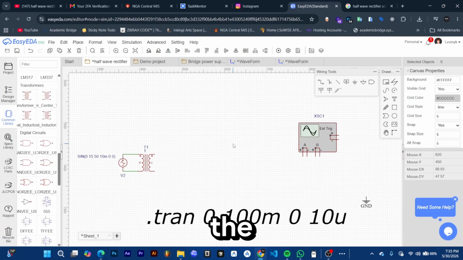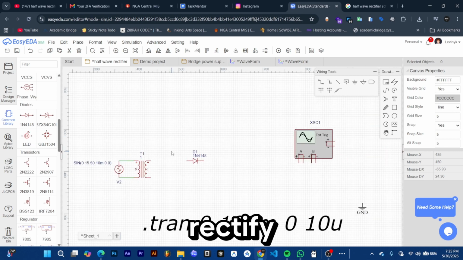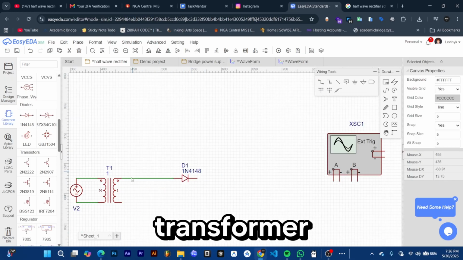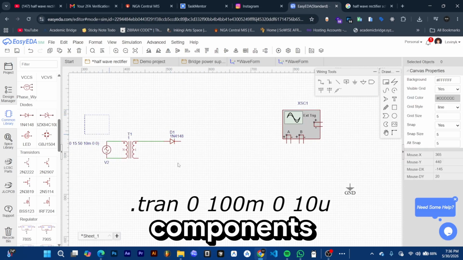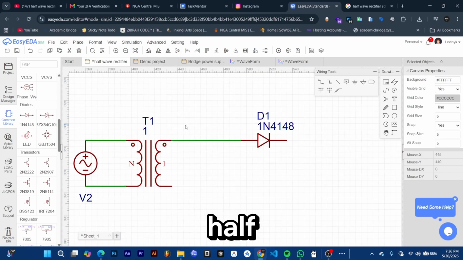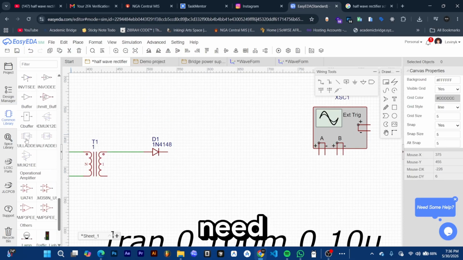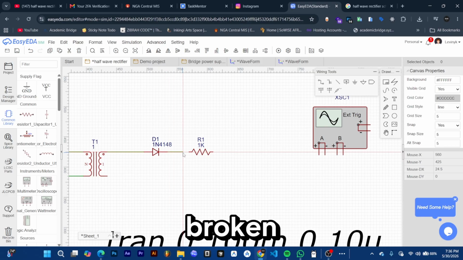This diode is the basic foundation which is going to rectify our signal, rectify our voltage over here. So we're gonna connect it to the transformer over here. And basically these three components are enough for half-wave rectification. But of course we're gonna need our resistor over here to ensure this diode does not get broken.